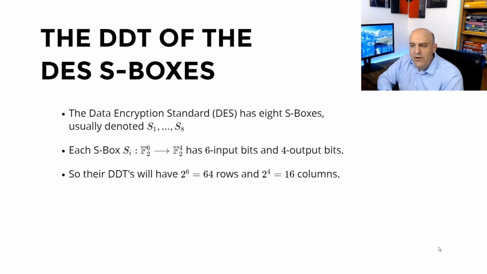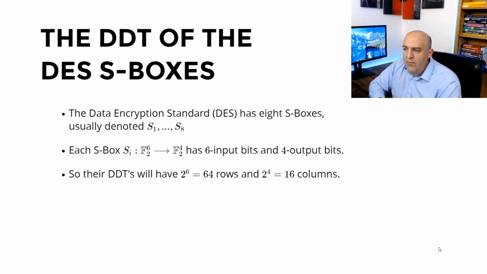Before we look at the code, why don't we just talk briefly about the S-boxes that are found in DES, the Data Encryption Standard. DES has 8 S-boxes, usually denoted S1 up to S8. Each one of the S-boxes, Si, goes from F2^6 to F2^4. So it has 6 input bits and 4 output bits. So it's not bijective. It's not going to be one-to-one.